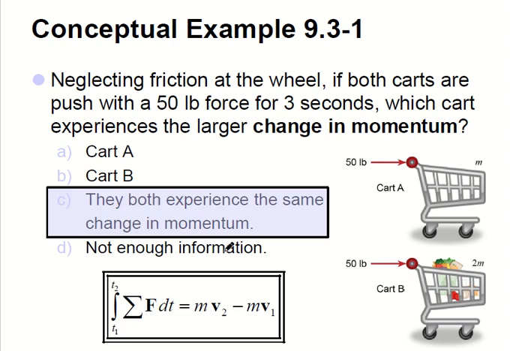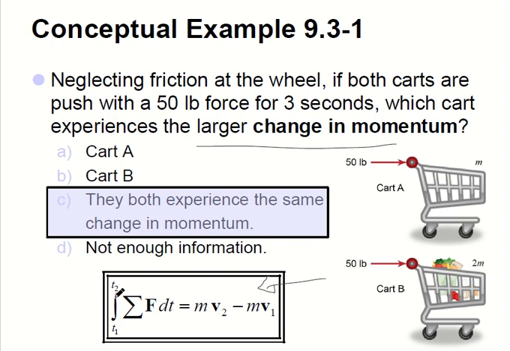And we are going to apply this. I came back from the previous slides to show you how we use this force and the time, 0 to 3 seconds. It's going to give you velocity 1 and 2 with the same mass. And what we're trying to find is which one has a larger change in momentum. They both are going to experience the same change in momentum, and that is because of this.